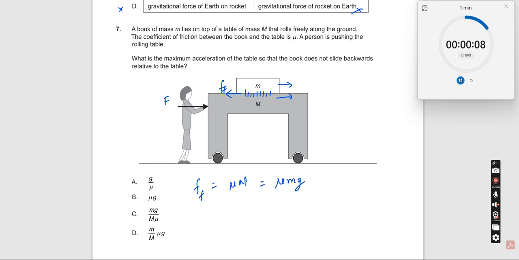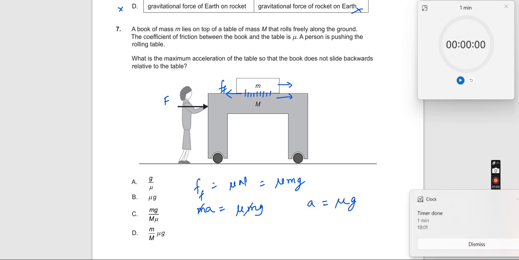So therefore, what do we have here? This frictional force should be equal to m into a. So m into a should be equal to mu times mg. m and m cancel, so you have a is equal to mu times g. So the answer is B over here, because he is asking you about the acceleration of the object, right?